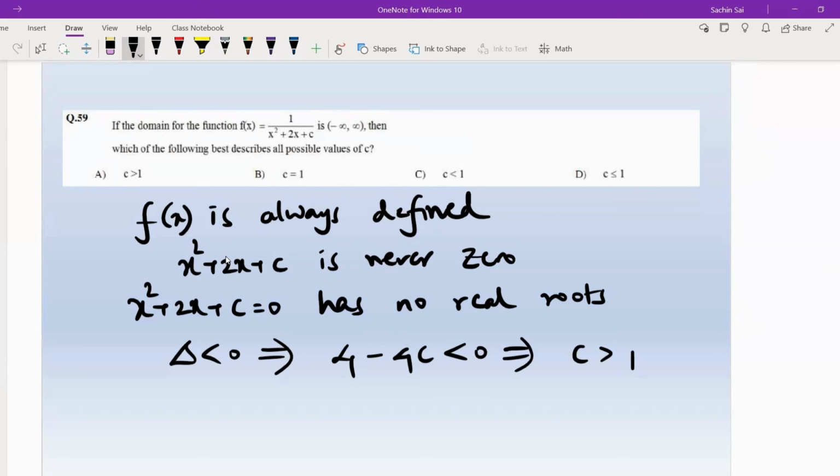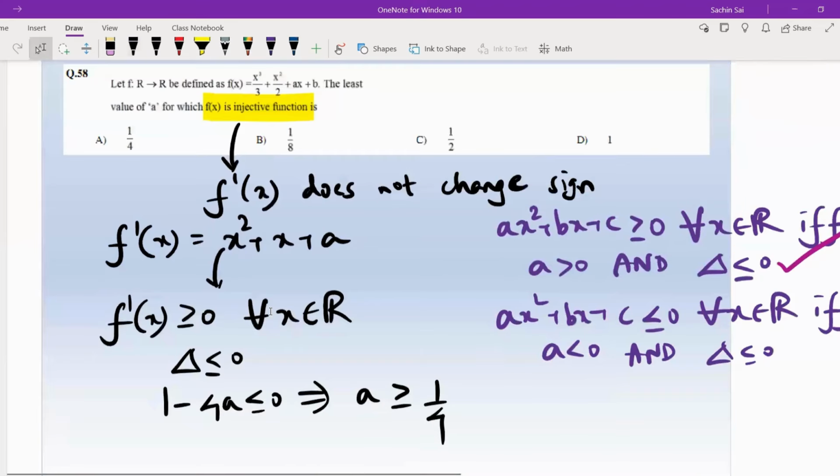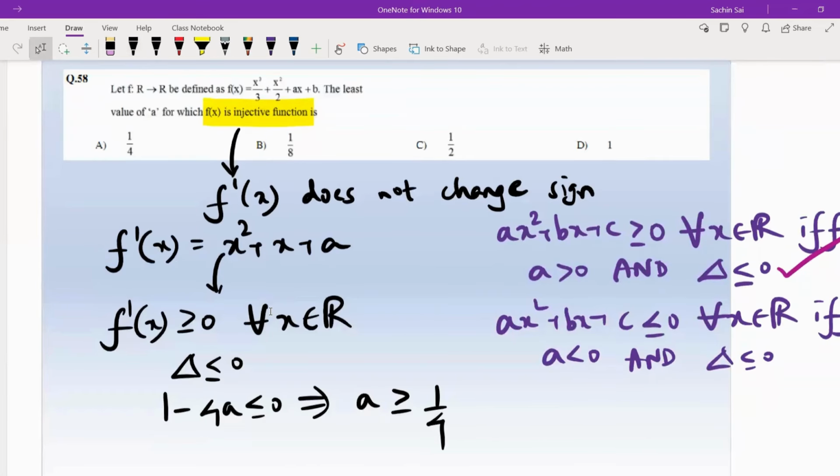So please remember that here we use the condition delta less than 0 because the value of the expression should never become equal to 0. Whereas in the previous case, we use the condition delta less than or equal to 0 because the value of the expression may become 0, but it should not change its sign.